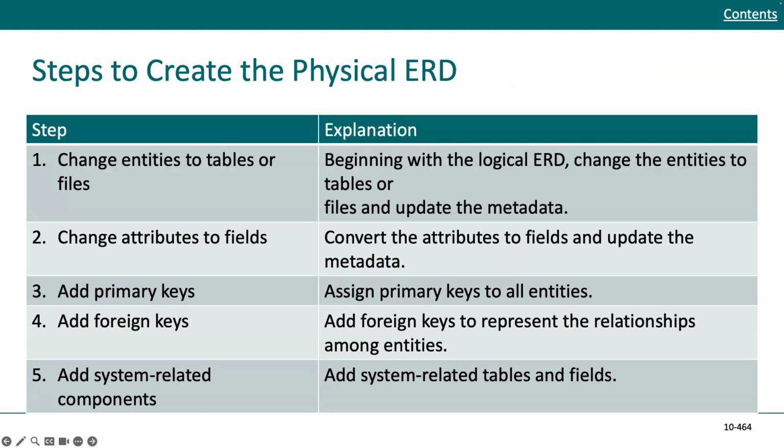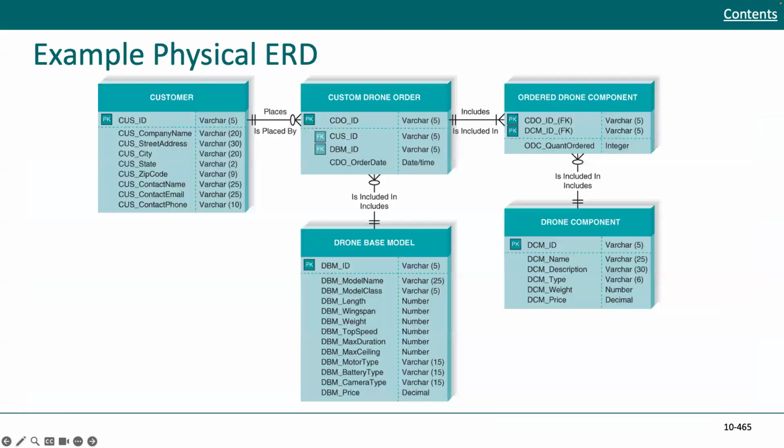So here are the steps to create a physical ERD. First, we change the entities to tables or files. Two, we change the attributes to fields. Three, we add primary keys. Four, we add foreign keys. And five, we add system-related components.